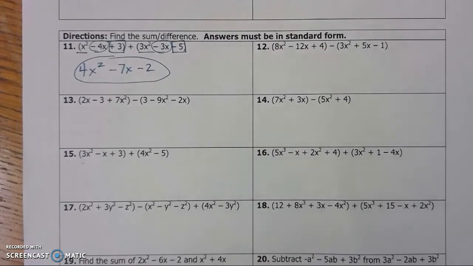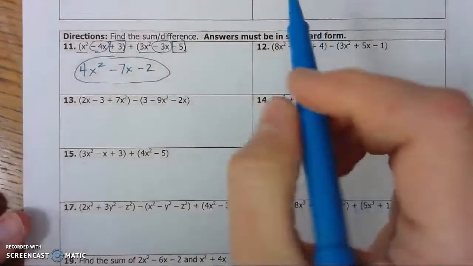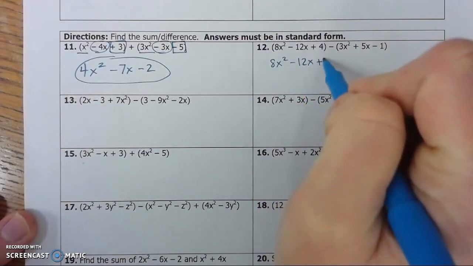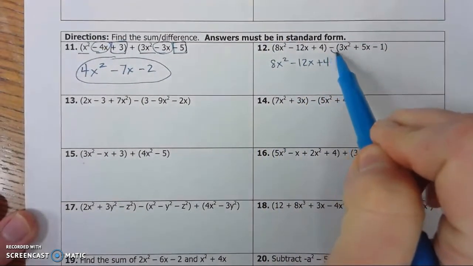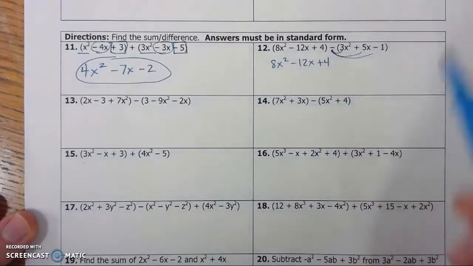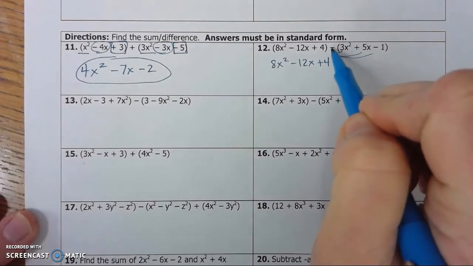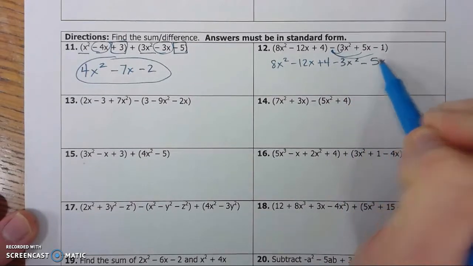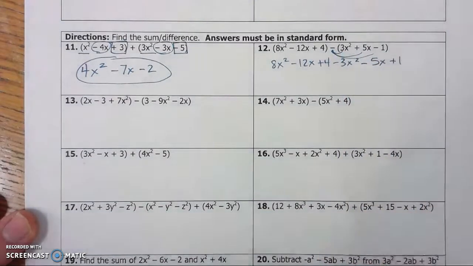Okay, and then I'm going to look at a subtraction problem. So let's look at number 12. When you're doing subtraction, I like to rewrite without the parentheses. Okay, so I'm going to write my first one, 8x squared minus 12x plus 4. And then I'm going to distribute this negative to each term and rewrite the rest of it. So minus 3x squared minus 5x, and then 2 negatives makes plus 1.